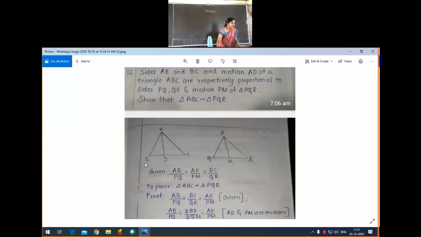Sides AB and BC and median AD of triangle ABC are respectively proportional to sides PQ, QR and median PM of triangle PQR. Very simple.